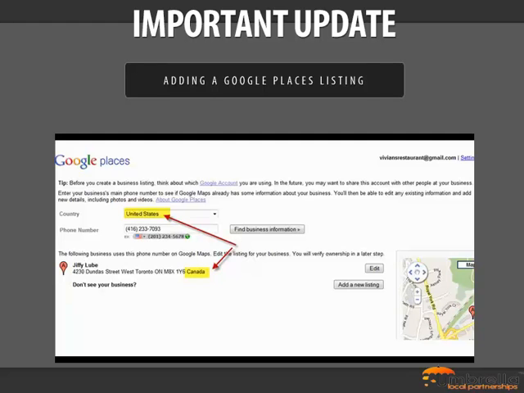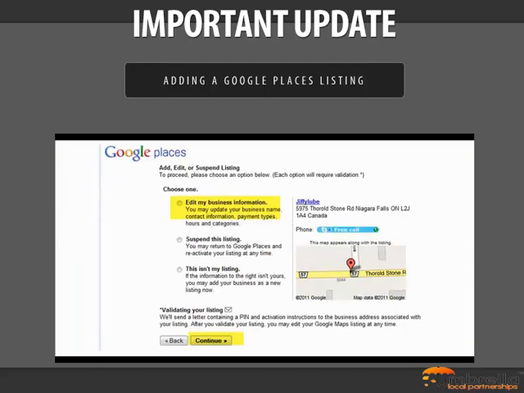So if it is listed, simply click on the Edit button. This will forward you to the Add, Edit, or Suspend a Listing. In this case, what we want to do is edit. So we would check that area and click on Continue. It will next send us to the edit screen.